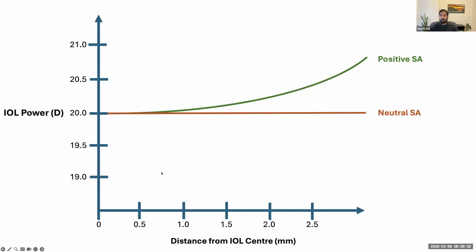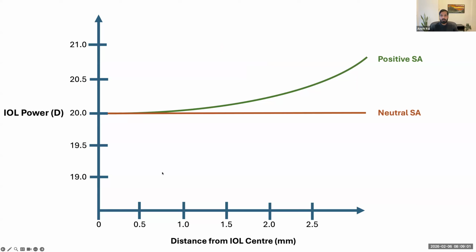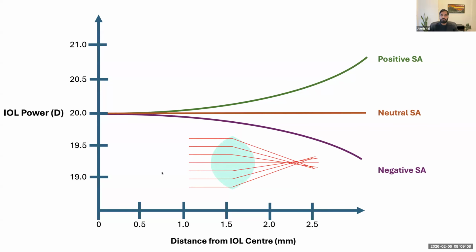But for positive spherical aberration lenses, the power actually increases as we move towards the periphery of the optic. If we think back to our diagram from before, we can see that the peripheral light rays focus anterior to the paraxial light rays with positive SA. This means that the power in the periphery has to be higher than the central power. This is an example of our OHIP lens. For negative SA IOLs, the power decreases towards the periphery for the same reason, because the power in the periphery is less. That's why the focus point is further away.